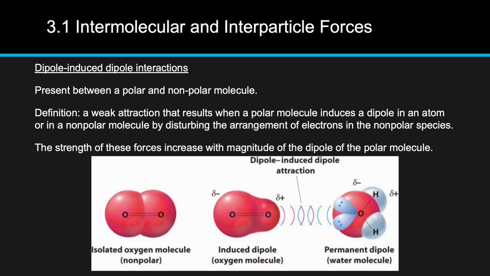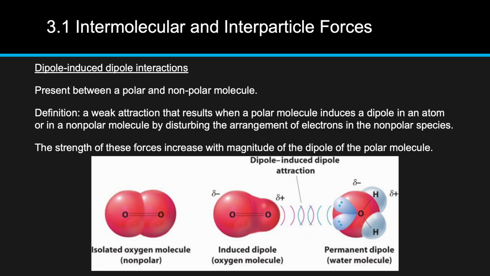After London dispersion forces, we have something called a dipole-induced dipole. And what that means is we have a polar molecule mixed in with a nonpolar molecule. And so we have a weak attraction that results when a polar molecule induces a dipole in a nonpolar molecule, making an arrangement of electrons in the nonpolar species.